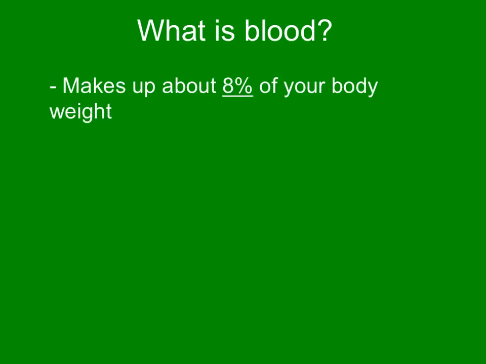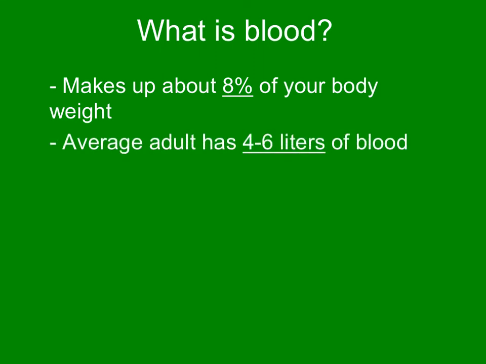Well, blood makes up about 8% of your body weight, so it's a significant portion of what makes you up. The average adult has anywhere between 4 to 6 liters of blood, so that's just right around a gallon.